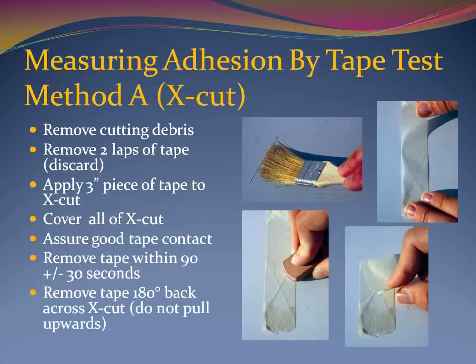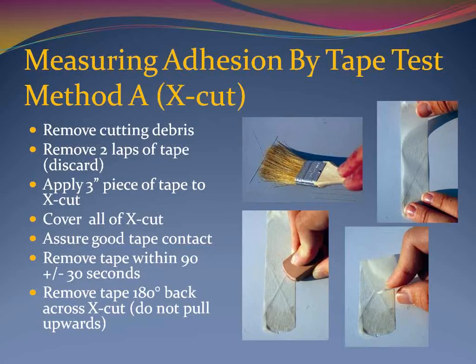Remove any debris from the X area using a soft brush. Remove 2 complete wraps of adhesive tape and discard it. Carefully remove a 3-inch piece of adhesive tape and apply it to the X area. Because the tape and the X cut area are both 1 inch wide, the tape should cover the entire X cut. Use a soft pencil eraser to rub the tape over the X cut.